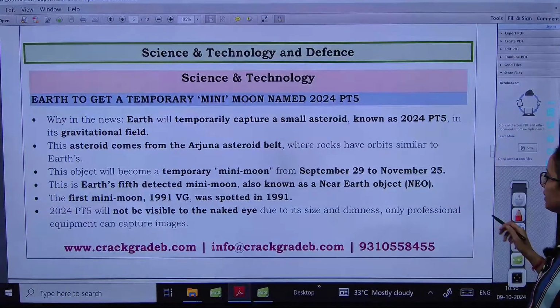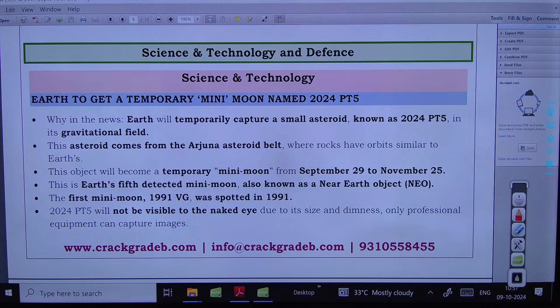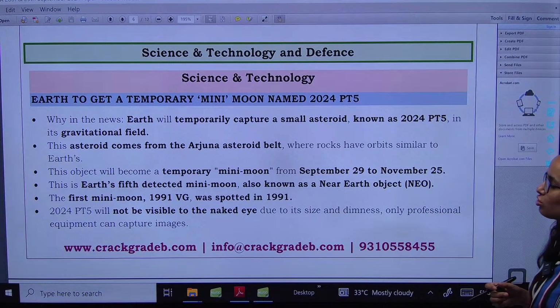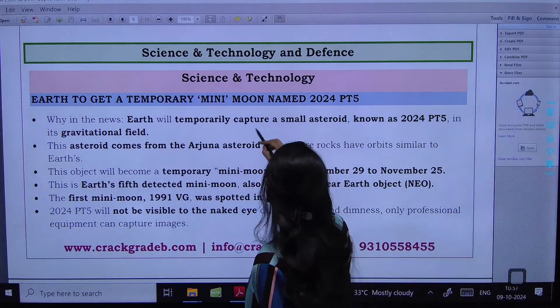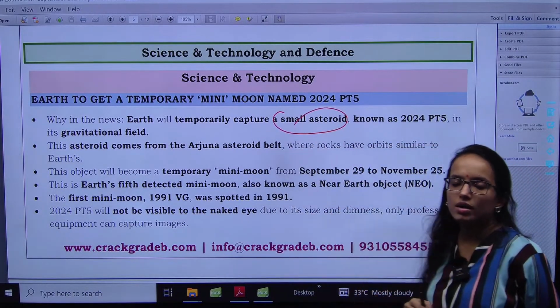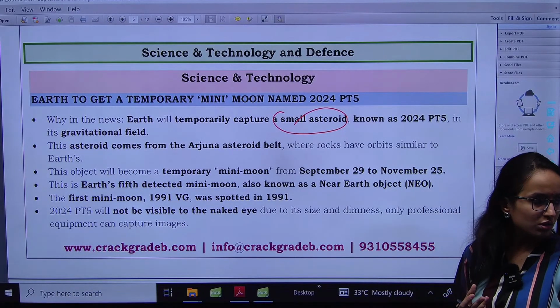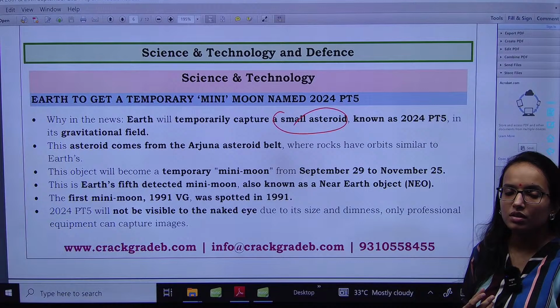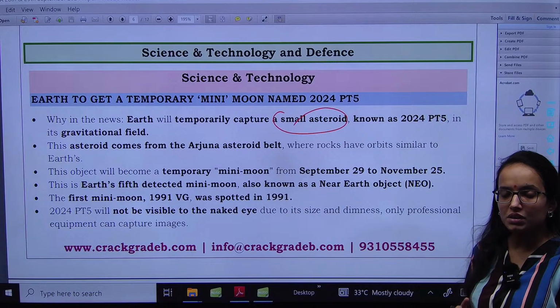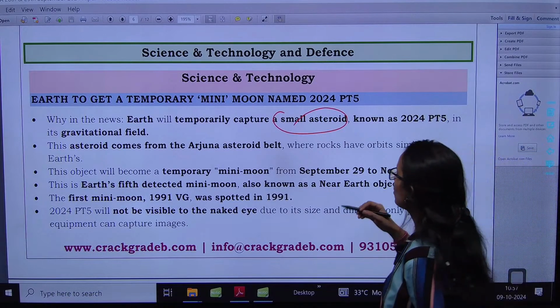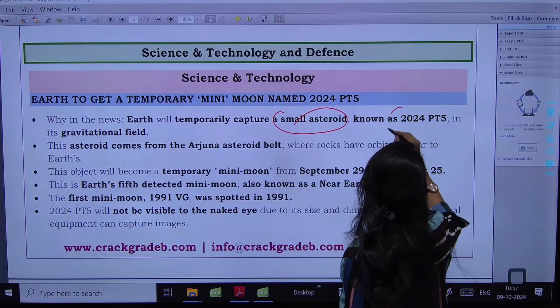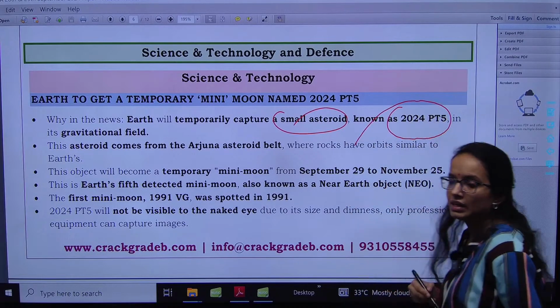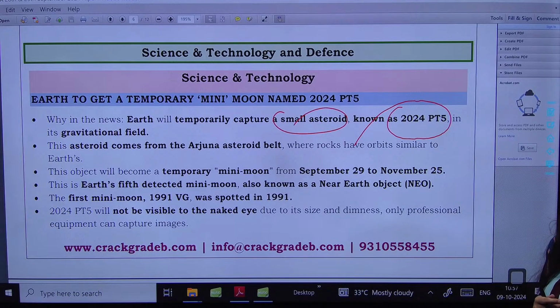Then in the science and tech and defense category, the next news which we have is: Earth will temporarily capture a small asteroid. According to specialists, scientists and space observers, Earth is going to capture a small asteroid known as 2024 PT5 in its gravitational field. It is going to become a part of the gravitational field of Earth.